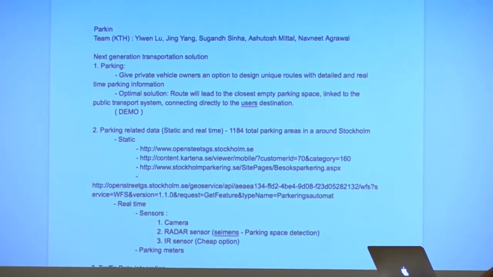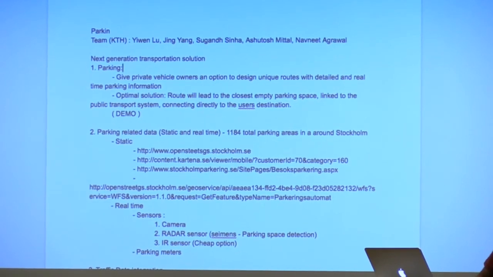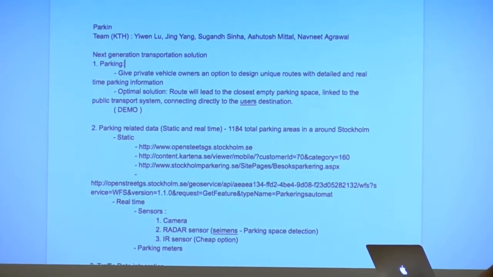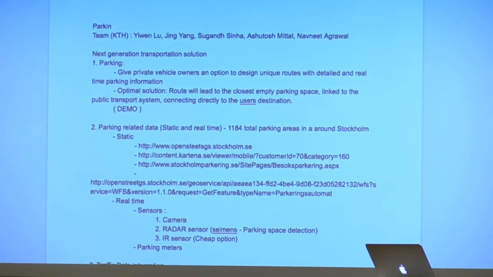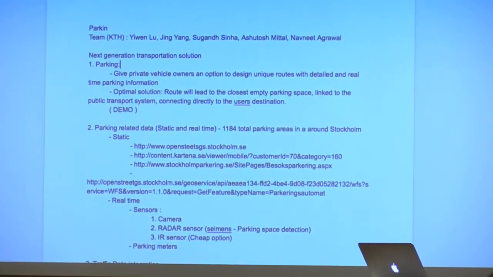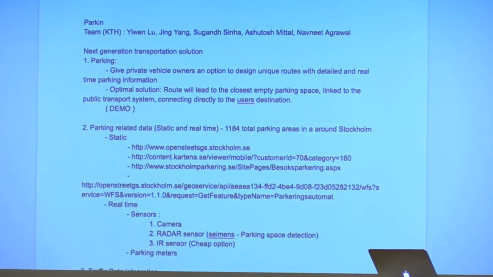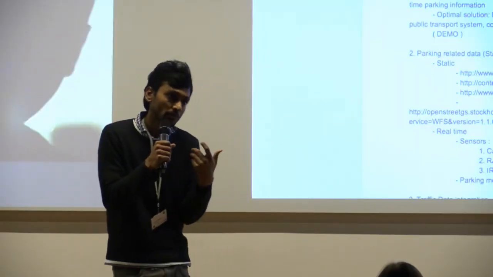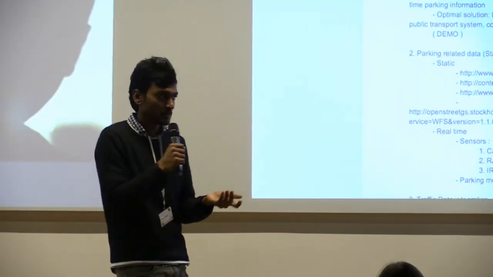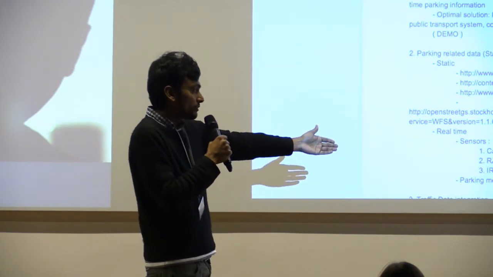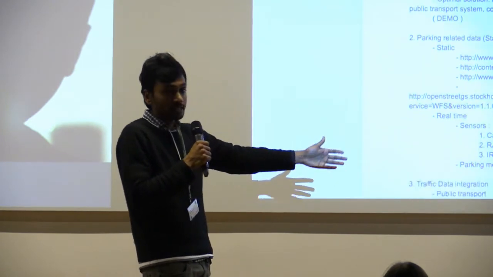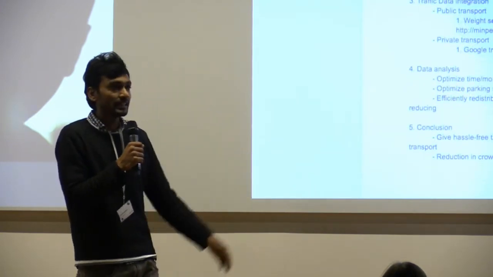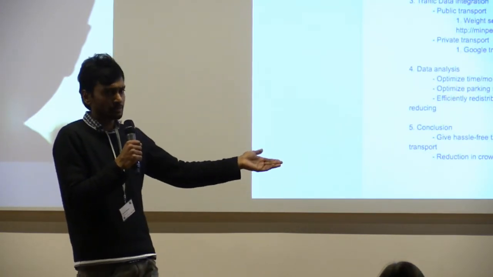I guess the data which we require is already available, except the data for the real-time parking. For that we have to use some sensors. The sensors can be put in the form of cameras, which can be kept at the parking stations, on street lamps, or in the private parking areas. The video from the camera can be processed to give us the information about the empty parking spaces. Or we can use the newly formed radar sensors made by Siemens. They are already testing it. They are expensive right now, but the technology is not that expensive, so they're going to be cheaper.